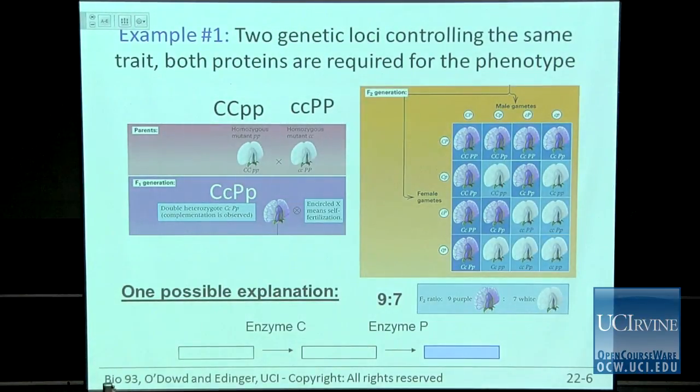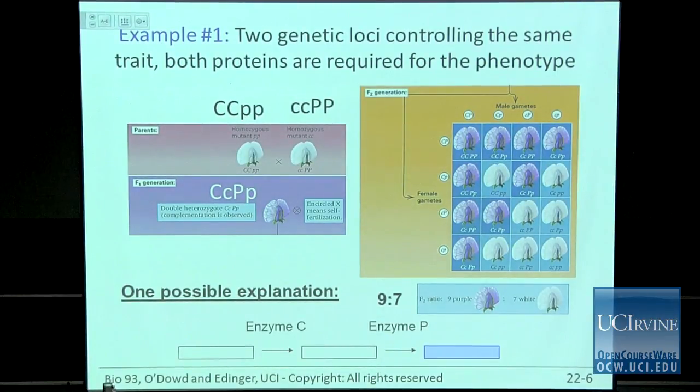Okay, example number 1 is epistasis in flower color in peas again. So we have two true breeding parents. They're both white. This one is homozygous dominant at the C locus and homozygous recessive at P. This other true breeding white plant is homozygous recessive at C, homozygous dominant at P. When you cross these to get the F1 generation, they are all dihybrids. They're heterozygous at both loci. And they're all purple. Because as long as you have one functional allele at each locus, you can get all the way to purple.